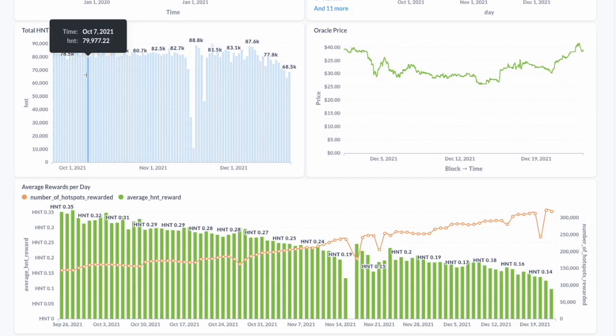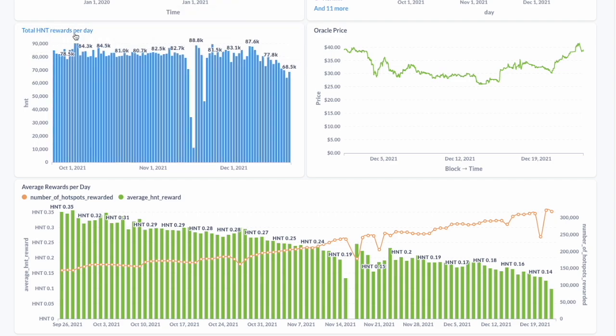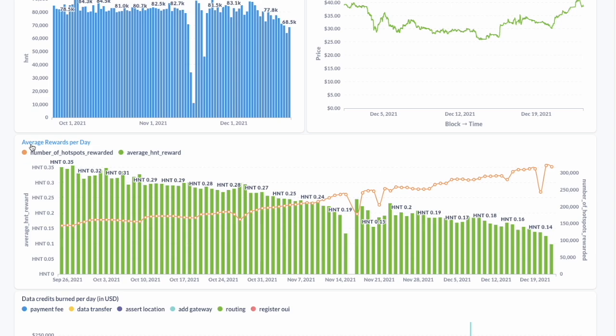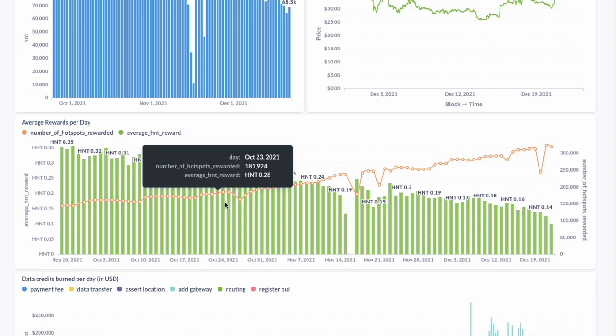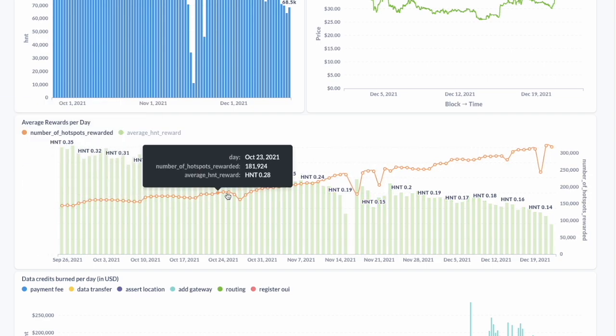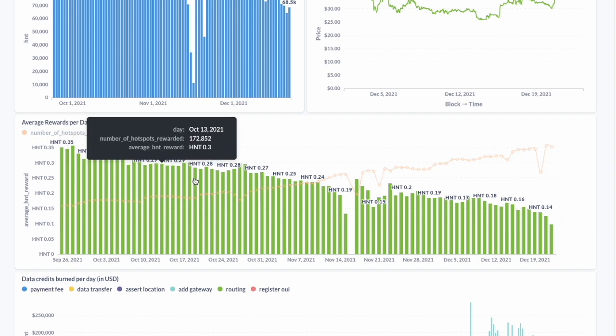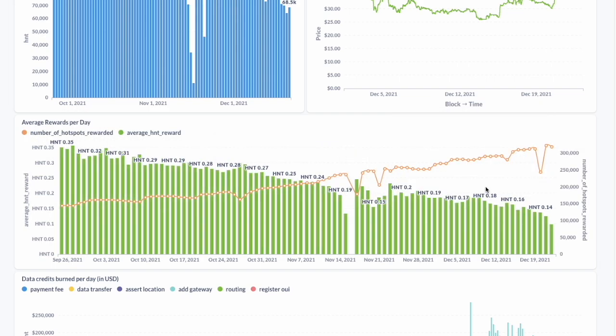Now, this is the same chart up here. As you can see, the drop off right here in total HNT rewards per day. However, if we go down here to the average rewards per hotspot per day, we can see that, of course, there are more hotspots going online each day, while the rewards per hotspot are steadily declining because they are all sharing them.